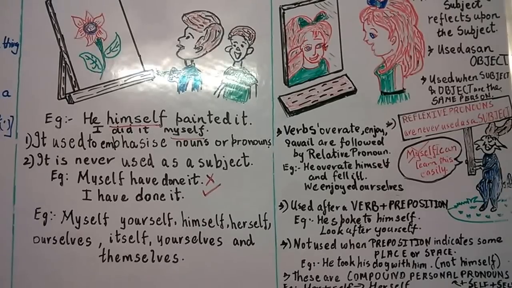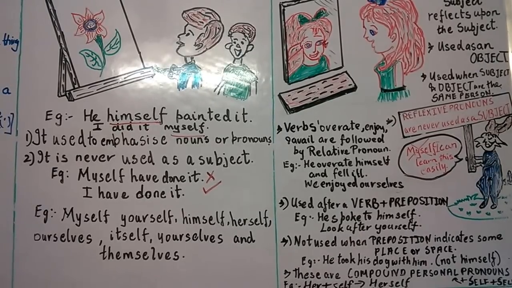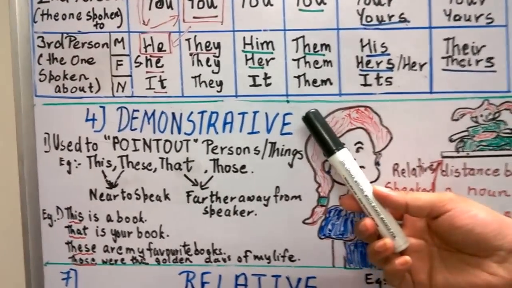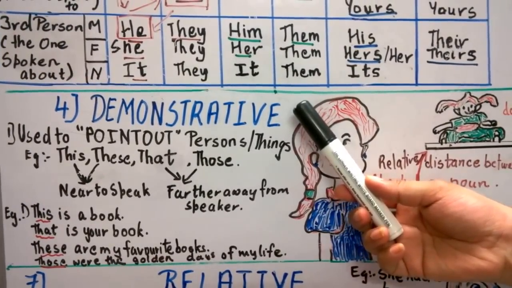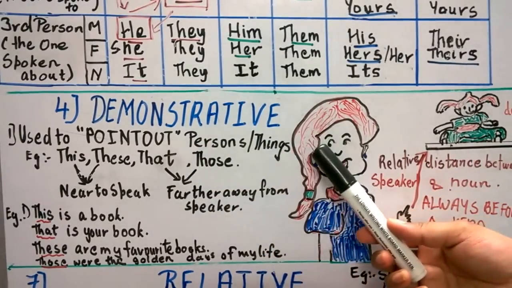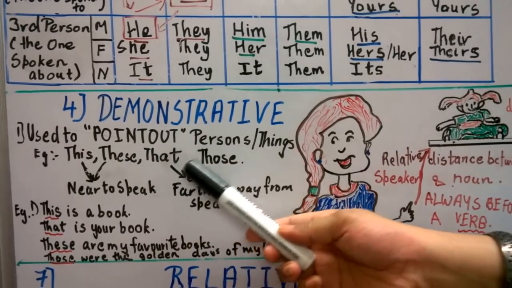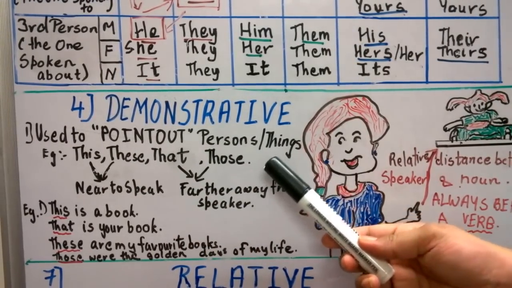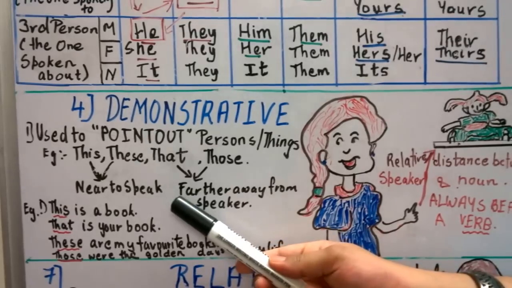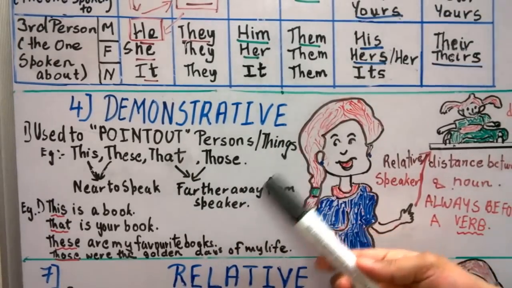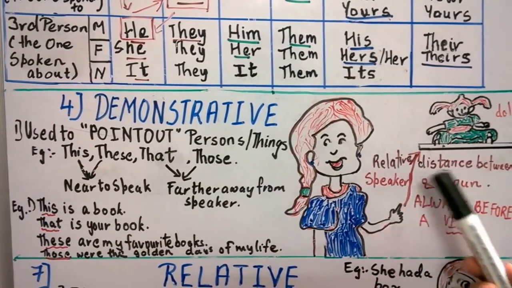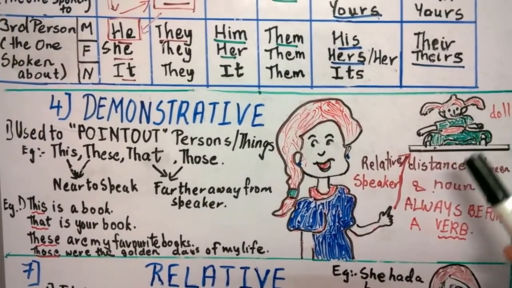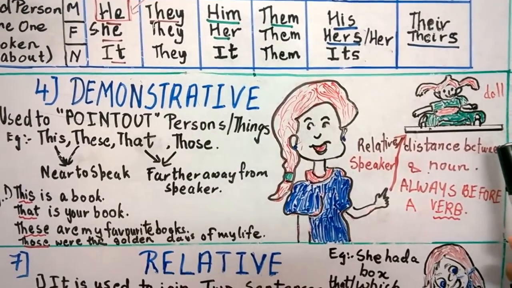So let us go to the next type of pronoun, that is the demonstrative pronoun. What do you mean by demonstrative pronoun? Demonstrative pronoun means it is used to point out persons, things. For example, this, these, that, and those. Always remember, this and these are near to the speaker, while that and those are farther away from the speaker. In demonstrative pronoun, the relative distance between the speaker and the noun matters.